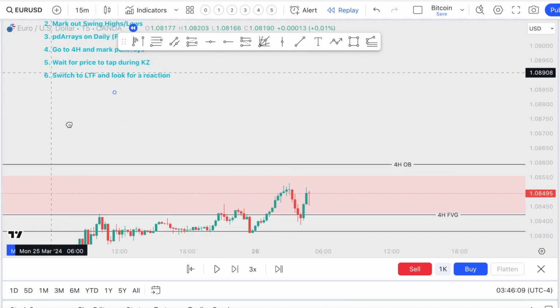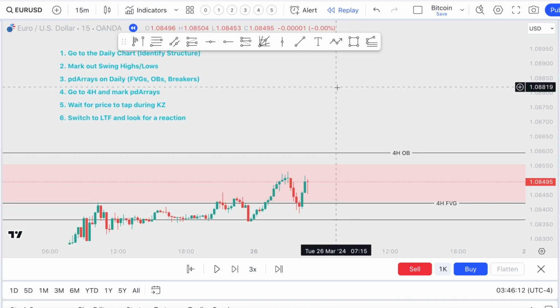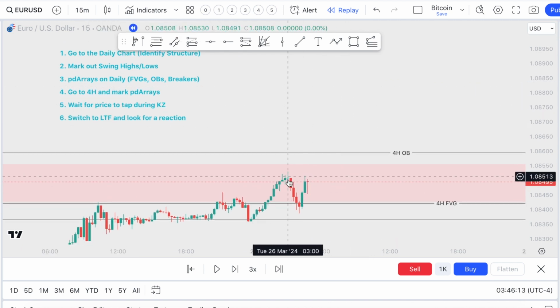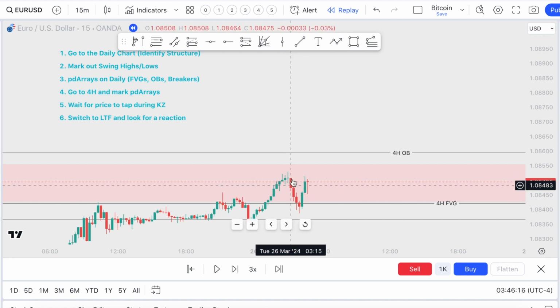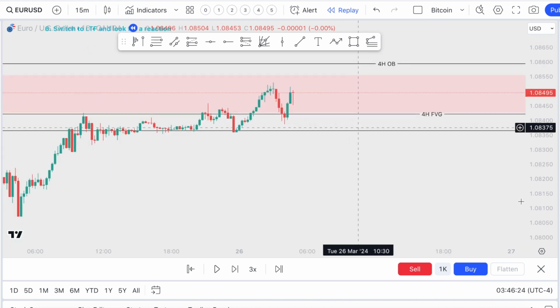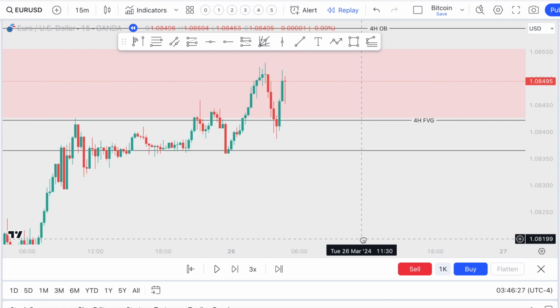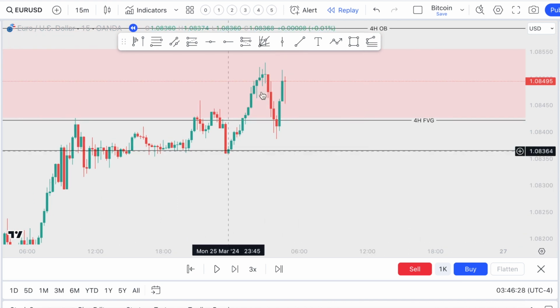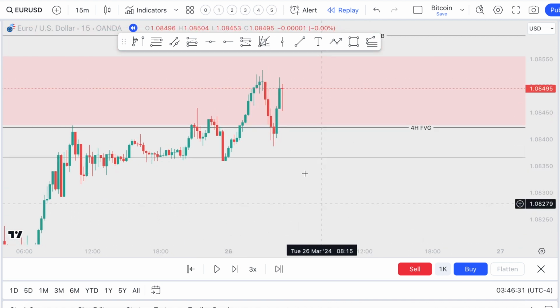Okay, so I'm going to go down to the 15-minute now, and let's see, we are right here. So I'm going to bring all of this here. Okay, so we're right here. You notice that, okay, we did tap it during London. We came into this daily fair value gap, the 4-hour fair value gap, but there's no shift in structure over here, right? So if I just go closer, the last real swing low was made at this area, right? So there was no structure break here. So this is not an entry for me.